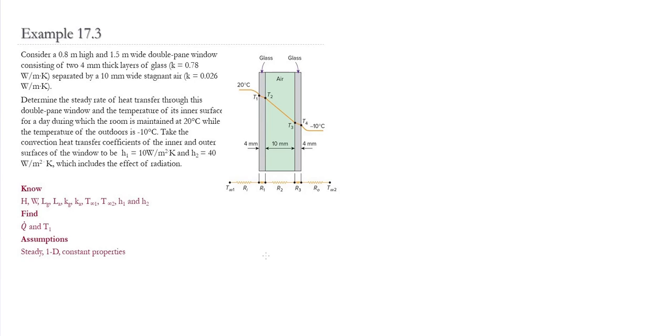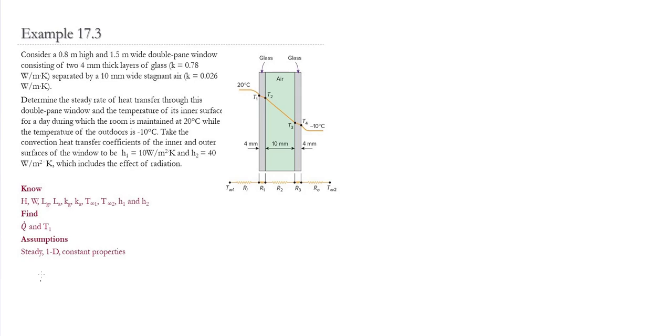In order to approach this problem, we're going to use thermal resistances. The thermal resistances that we're going to use are Ri, which is the convection taking place from the inside of the room to the wall. We're going to have a resistance R1, which is the conduction of the glass. We're going to have R2, which is the conduction of the air. We're going to have R3, which is the conduction of the glass. And then lastly, we're going to have the convection of the air outside.